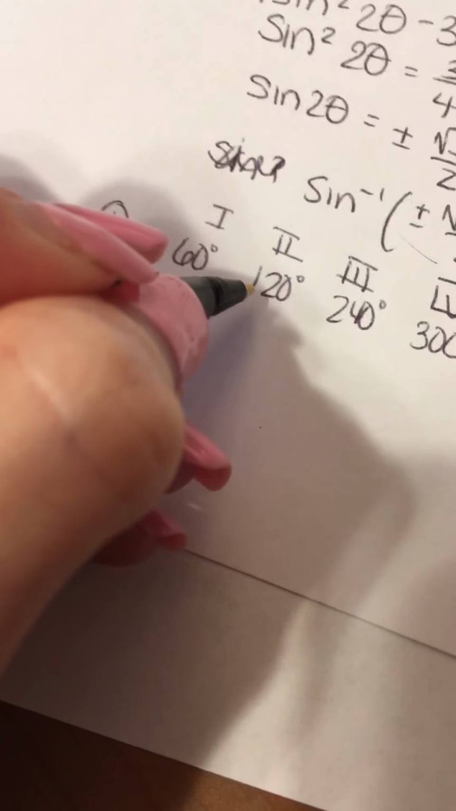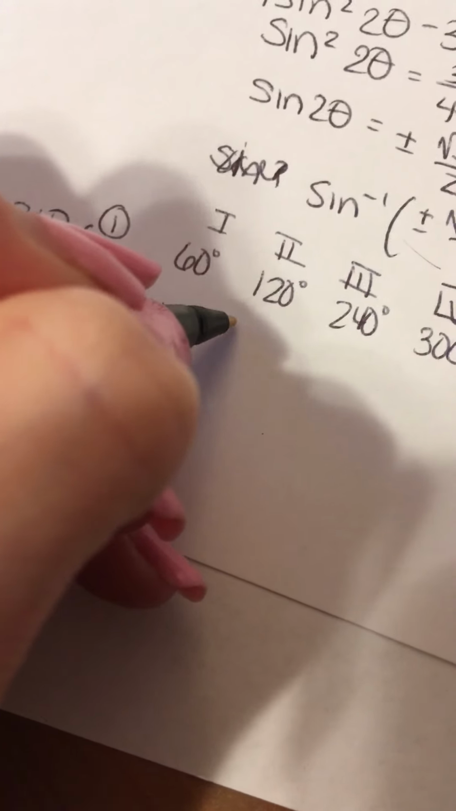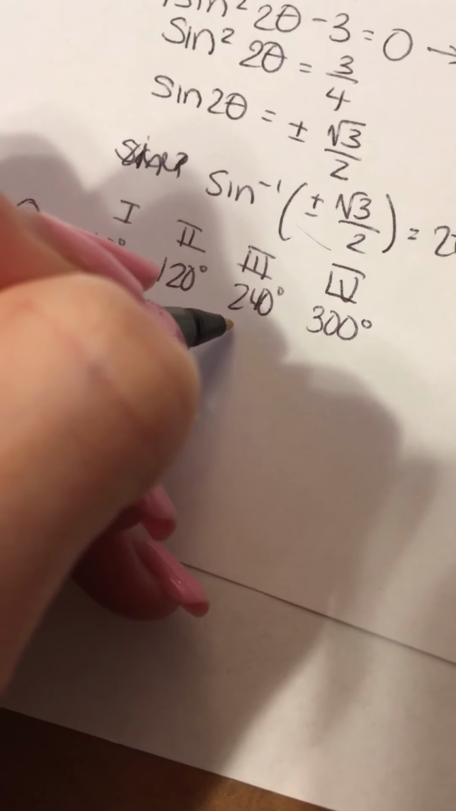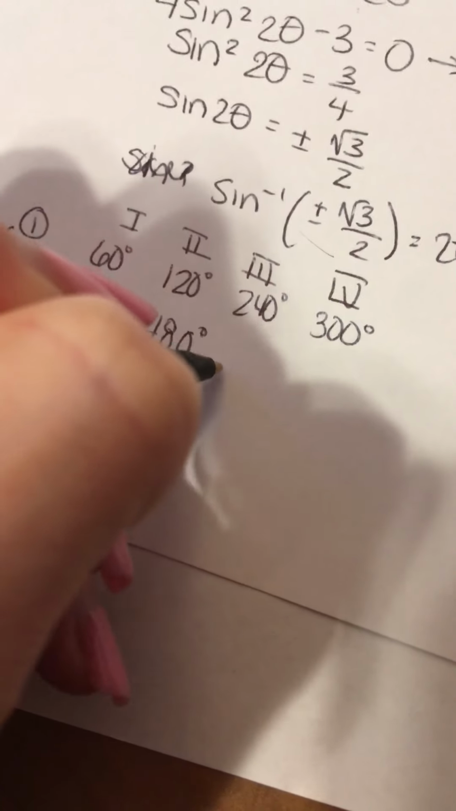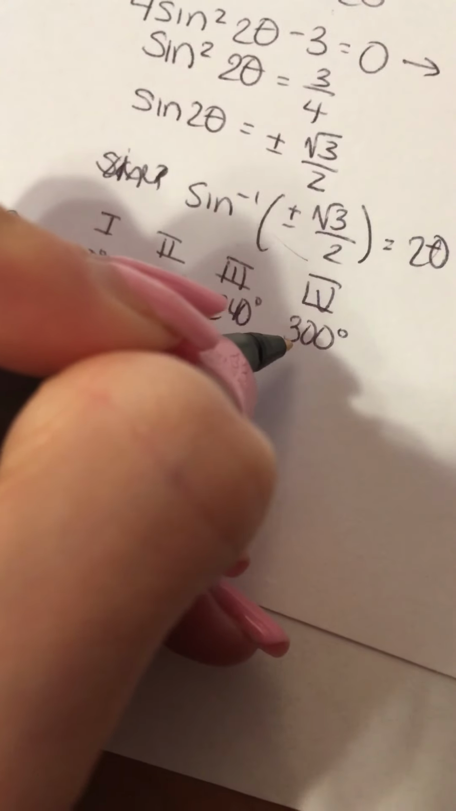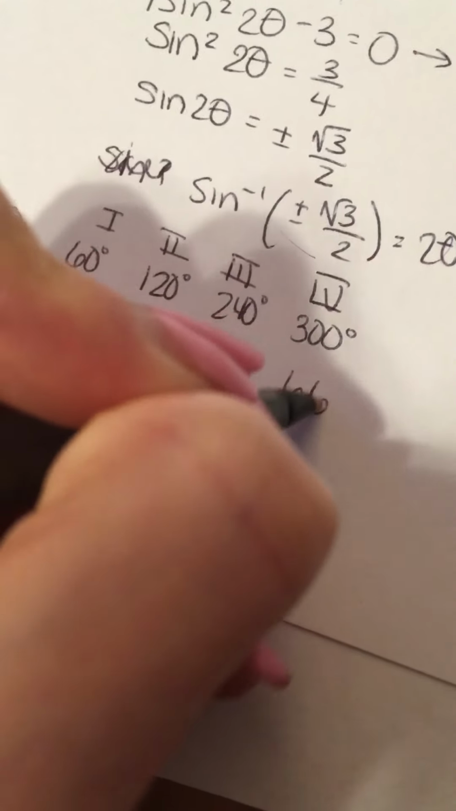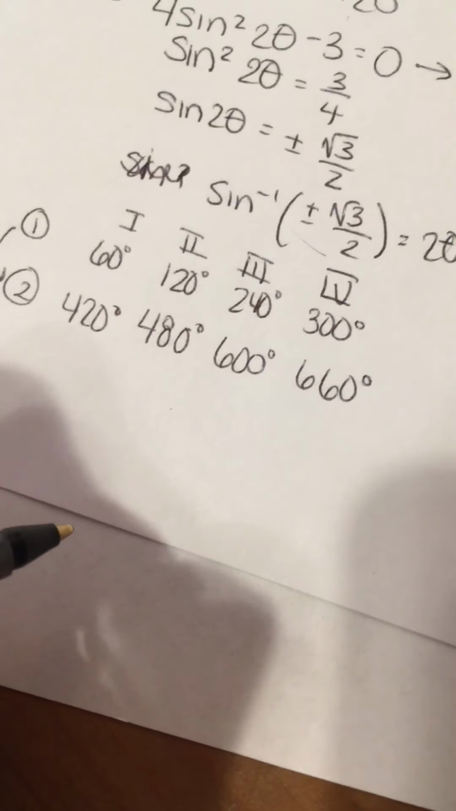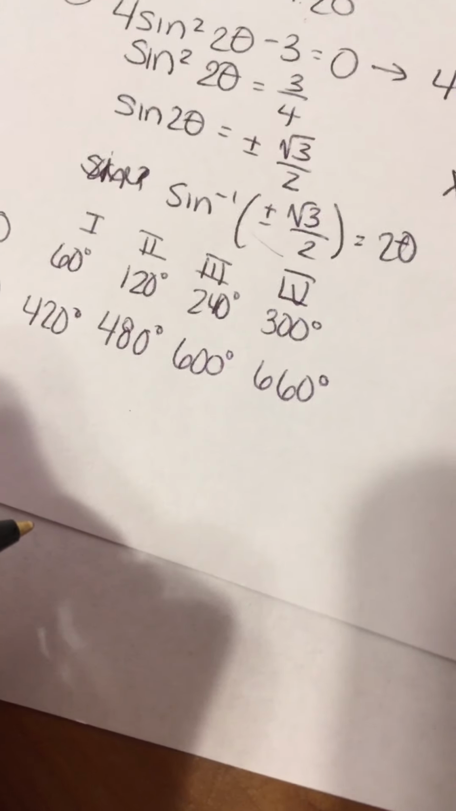So add 360 to 60 will be 420. Add 360 to 120 would be 480. Add 360 to 240 will be 600. And add 360 to 300 would be 660. All right, so that all looks great.